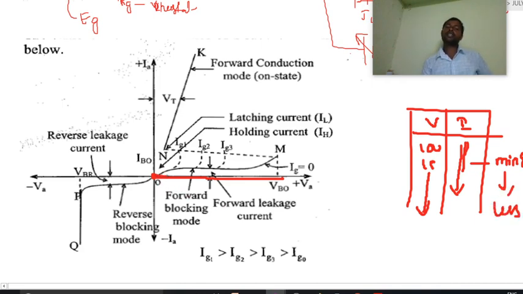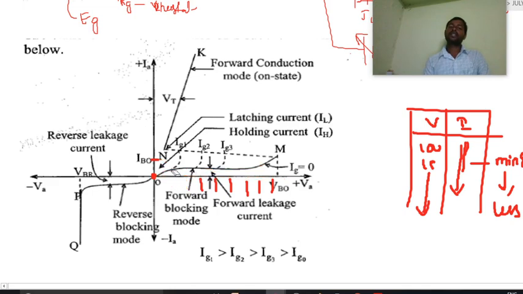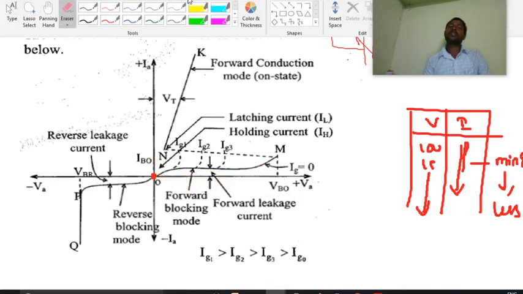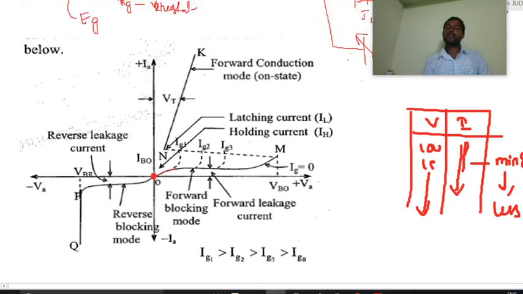You can see the increasing voltage, 10 volts, 15, 20, 30, 40, 50, but the current is very small, as you can see from the height of this waveform. You are increasing the voltage, but there is no proportional current; only a small current flows. This current is nothing but the forward leakage current.